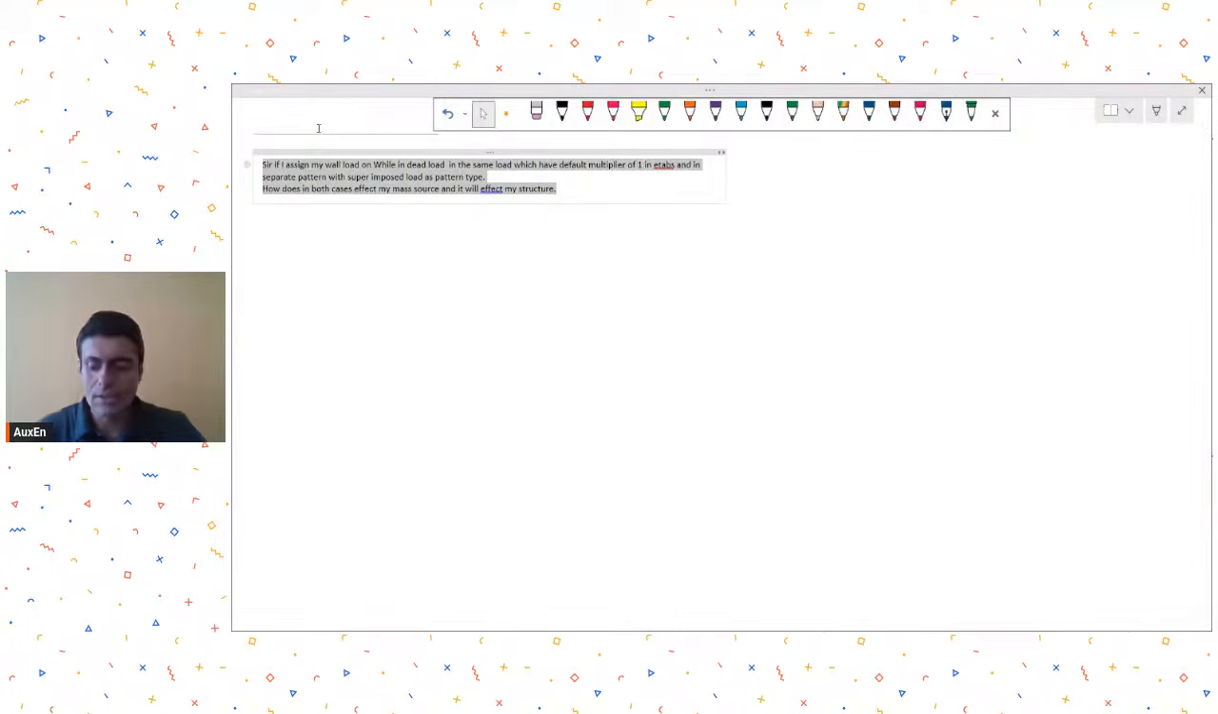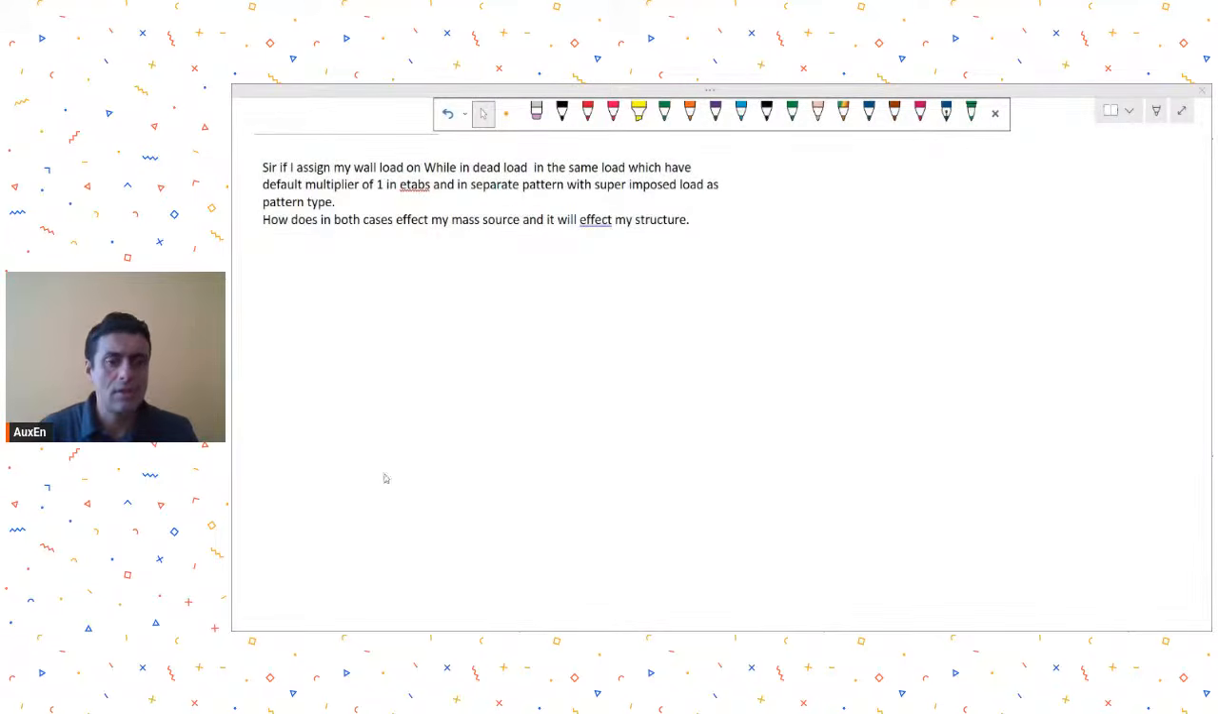So this is the first question that has been asked by engineer Saurabh from Lucknow, and he is a postgraduate student. He is asking: if I assign my wall load in dead load, in the same load which has default multiplier 1, and a separate pattern with superimposed dead load as pattern type, how does it affect my mass source and my structure? I'm not sure what he wants to ask.